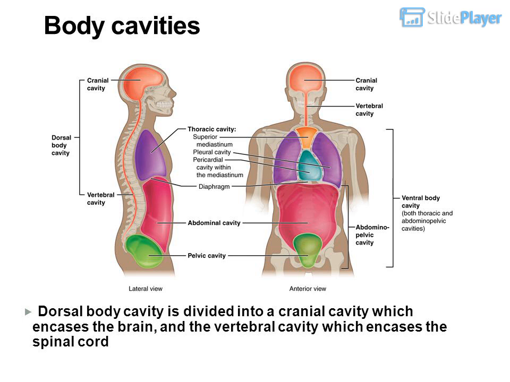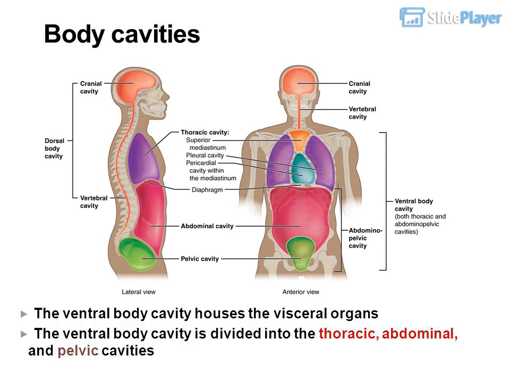The dorsal body cavity is divided into a cranial cavity, which encases the brain, and the vertebral cavity, which encases the spinal cord. The ventral body cavity houses the visceral organs. It is divided into the thoracic, abdominal, and pelvic cavities.